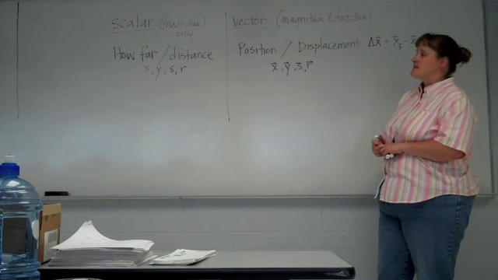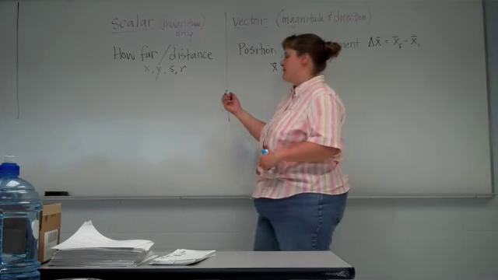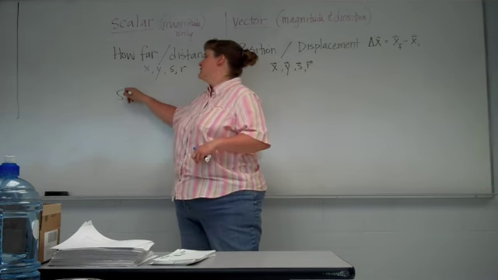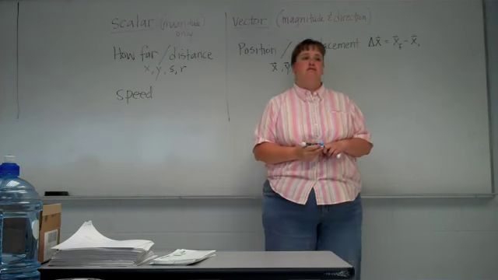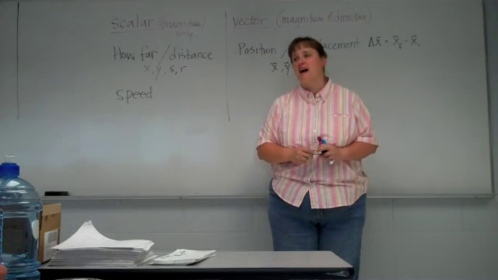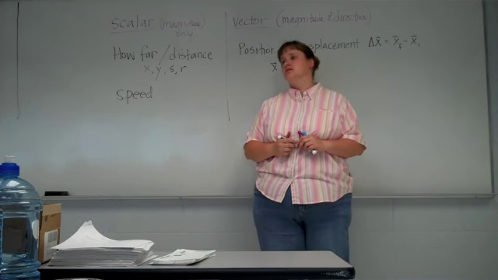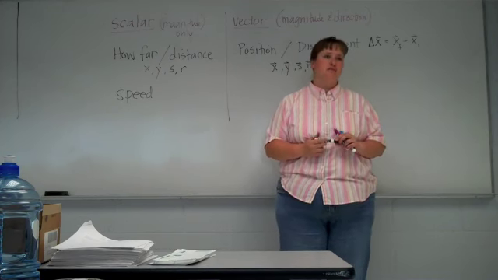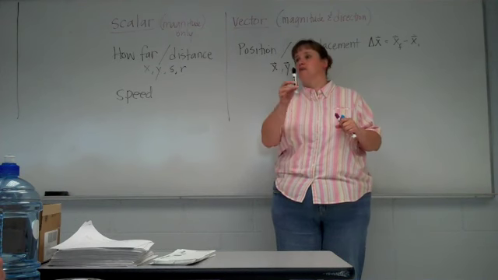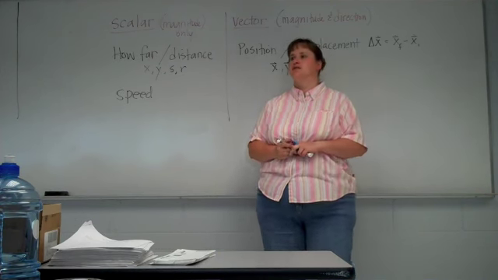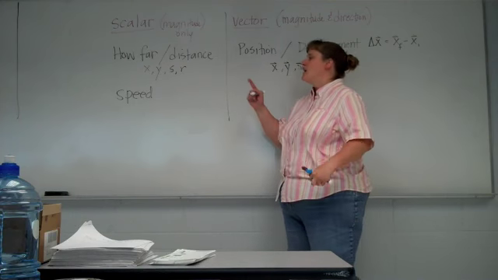Some other quantities that we're going to use. Speed. Speed is simply how fast are you going. Your speedometer will tell you that. That's when you look. If you pass a cop, you look really fast to see if you're going too fast.